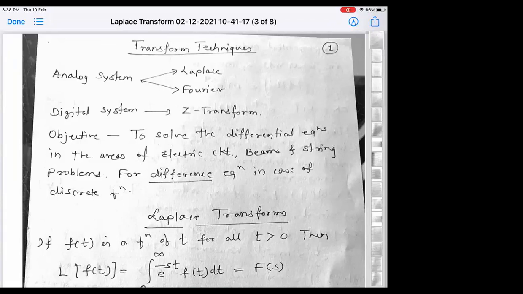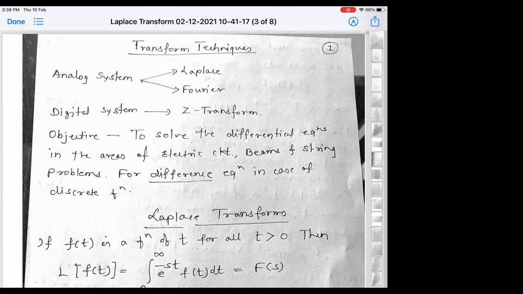Yes, ma'am. Good. This is the basic lecture where I have started with the transforms, in which I have already told you that for the analog system, we are going to learn the Laplace and the Fourier transform. Of course, it is not at all new for you, because in your graduation studies you might have learned Laplace and Fourier transforms. So the same thing we will be doing here, and in the digital system, the Z transformation.